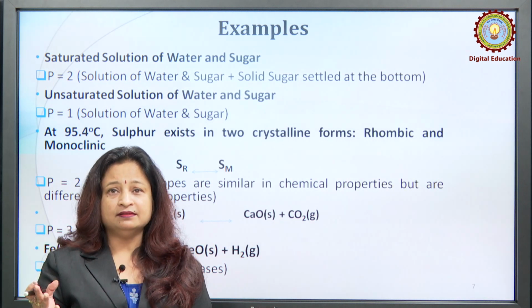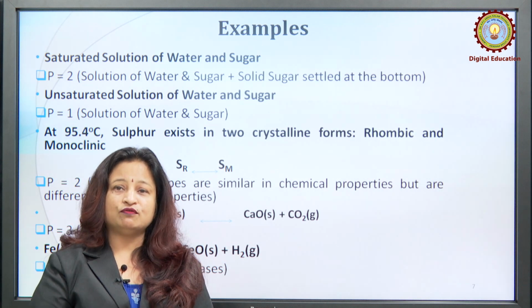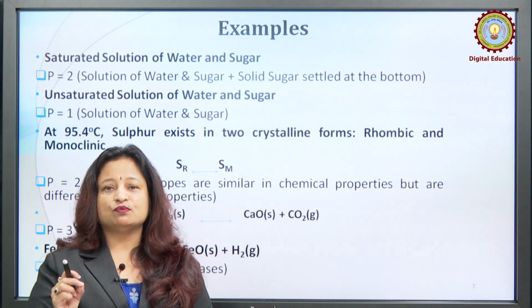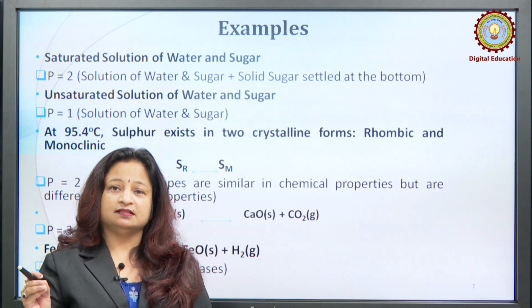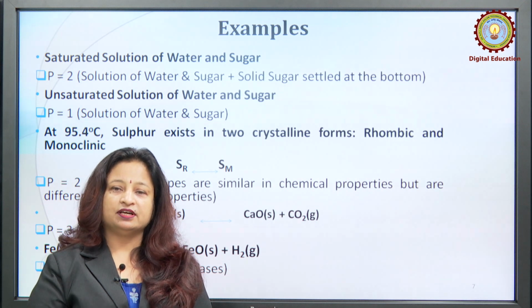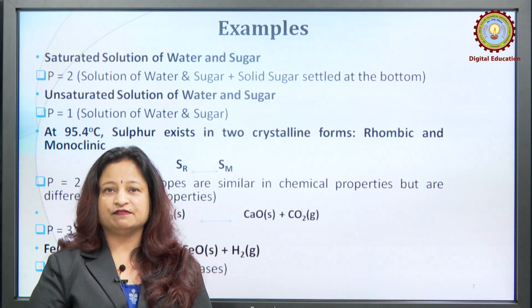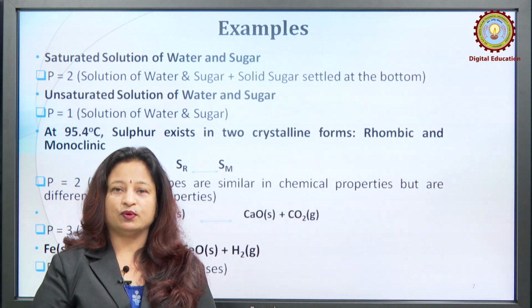Now if we consider an unsaturated solution of water and sugar, then definitely you can confidently say that P is equal to 1 only, because here there wouldn't be any settled part of the sugar. So here you can see that both the water and sugar mix together to constitute a single phase system. So P is equal to 1 only.